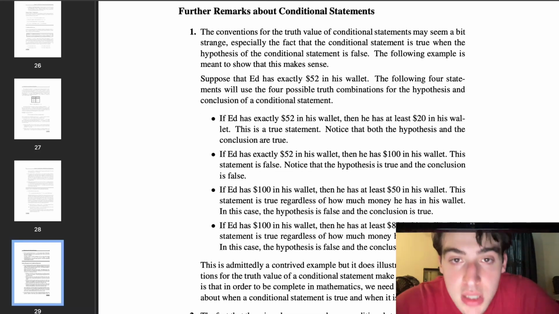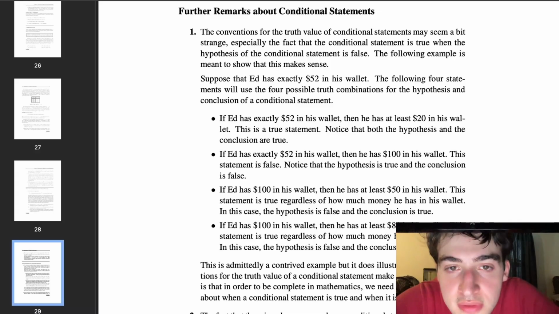Further remarks about conditional statements. The conventions for the truth value. It makes sense that we're doing so much about conditional statements. He did say that it is the most important type of statement in math. The conventions for the truth value of a conditional statement.